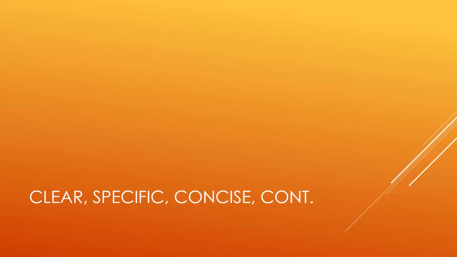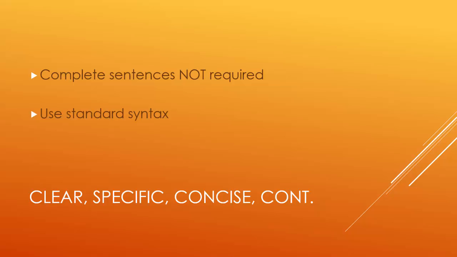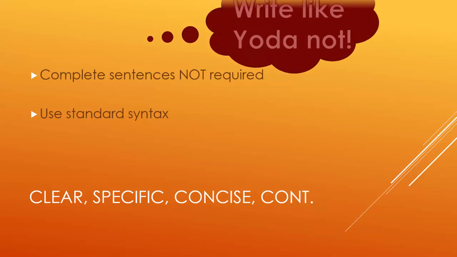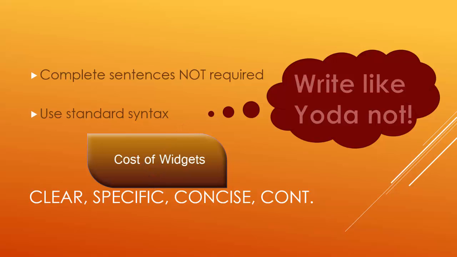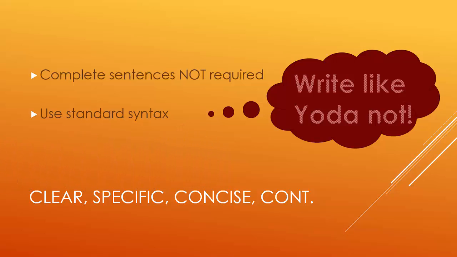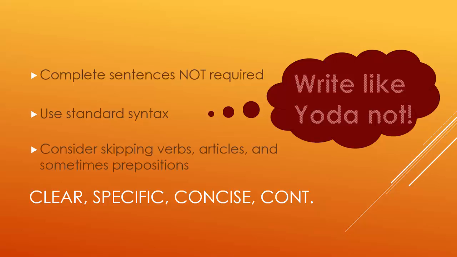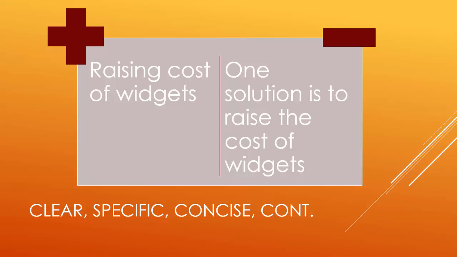Lastly, headings must be clear. This doesn't mean that they have to be full grammatically correct sentences. In fact, they shouldn't be. However, they do need to make sense. The series of words chosen must be clear. For example, widgets cost of doesn't make sense. Cost of widgets does make sense. In general, look for opportunities to make your headings more concise by skipping verbs and possibly articles such as a, an, or the, and maybe even prepositions in, on, about, etc., while still maintaining clarity. Consider the following example.